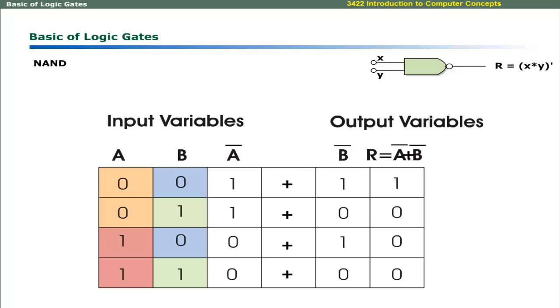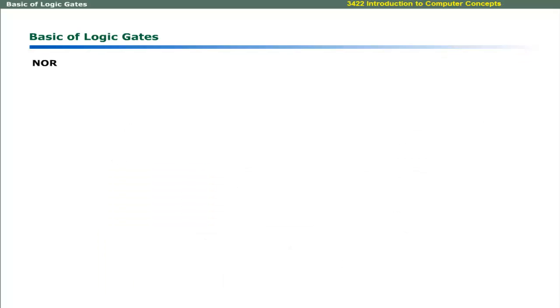The input variables are complemented and logical addition is applied to get the result. The result of complemented AND gate is 0 or false only when both input variables have binary values 1 or true.